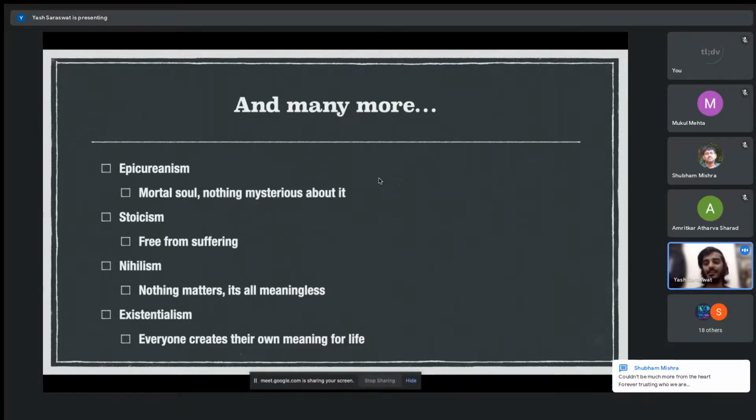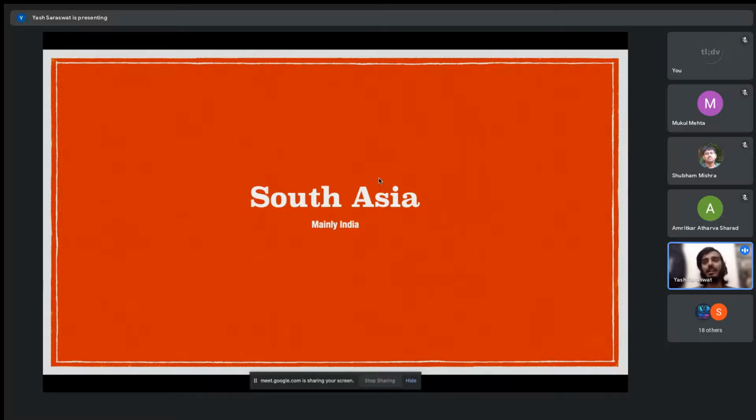So that is with one place, Greece. What is the other place? The second place is South Asia, mainly India. And India had this philosophy about the meaning of life very much connected to religion. Now there are Western religions which define it too, but I don't know a lot about it. And India is mainly Hinduism.